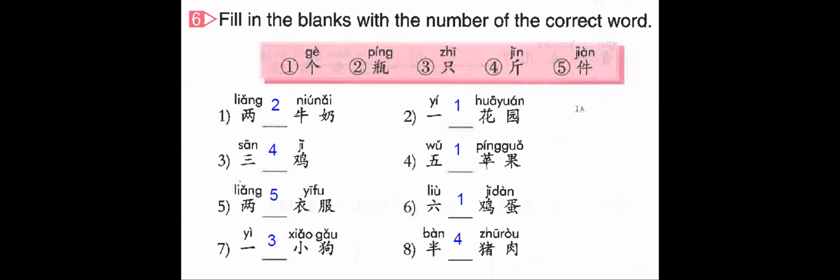As you can see here, we've been using number 1, 2, 3, 4, 5. Generally speaking, we use this one, 个, okay? Which is the generic one. Please check your answers. In a second, we continue with the next activity.